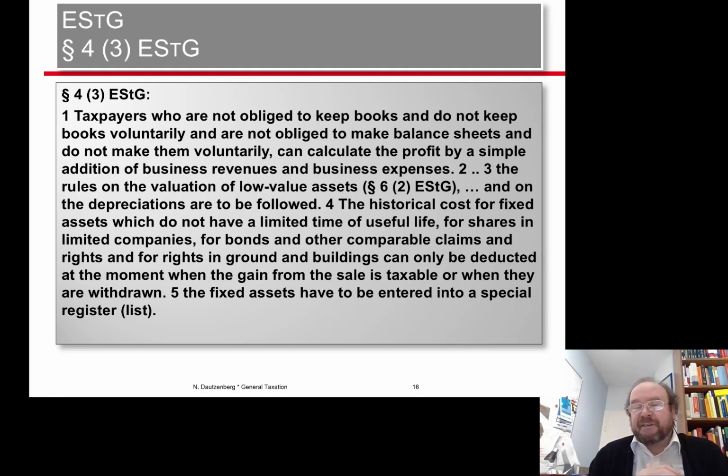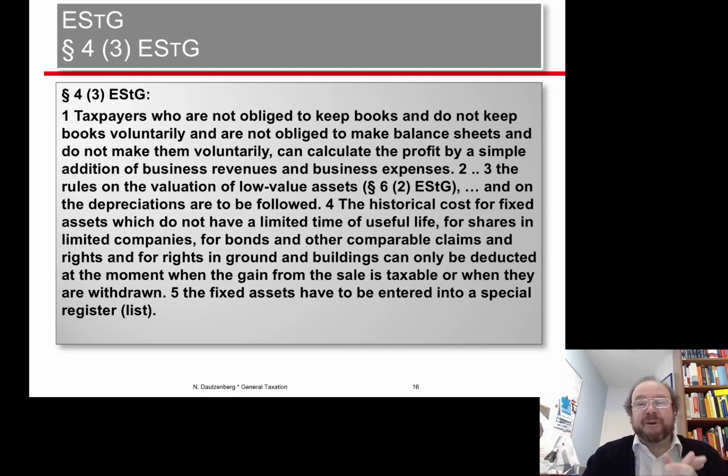And the rules on the valuation of low value assets and on depreciations have to be followed. So naturally, also for these people, the rule is, if you acquire a house, you cannot offset the price directly as a business expense, because the basic rule is still expense must be that your property goes down. And when you buy a machine or a house, your property does not go down. You just exchange in the first moment cash 200,000 for a house with a value of 200,000. So the property value only goes down over time, and that is what you take into account for depreciations.